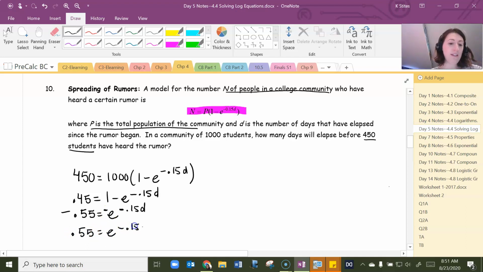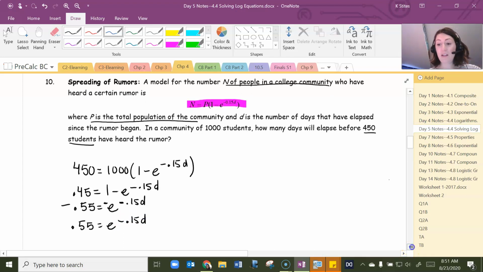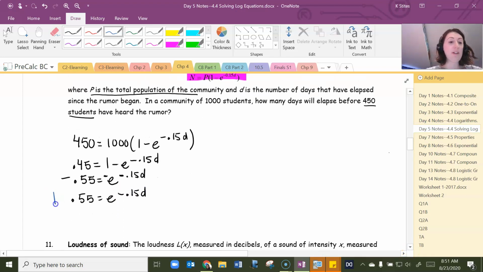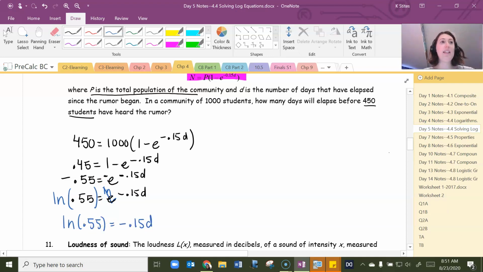So now I have this. All right, so now since I'm dealing with e, to solve this, I'm going to natural log both sides, because that allows the e to cancel, and I'll have natural log of 0.55 is equal to -0.15d, and now I can just go ahead and divide.